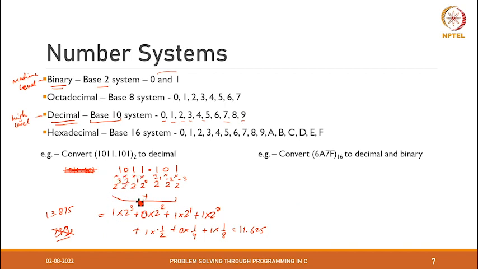But Sir, 1 by 2 would be 0.5, 1 by 4 would be 0.25. No, this is multiplied with 0, so this will not exist. Only this and this will exist because you are multiplying with 1. Similarly, this will also not exist. So you have 8 from here, 2 from here, 1 from here, so 8 plus 2 is 10, plus 1 is 11. And now you have 0.5 from here and 0.125 from here, so 0.625. So 11.625. Am I correct? Yes, Sir.